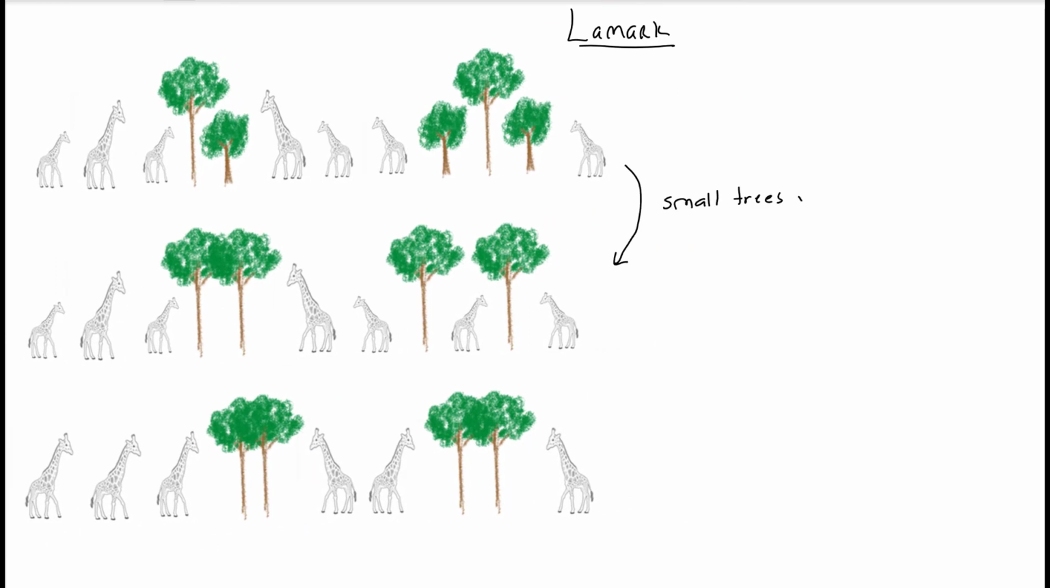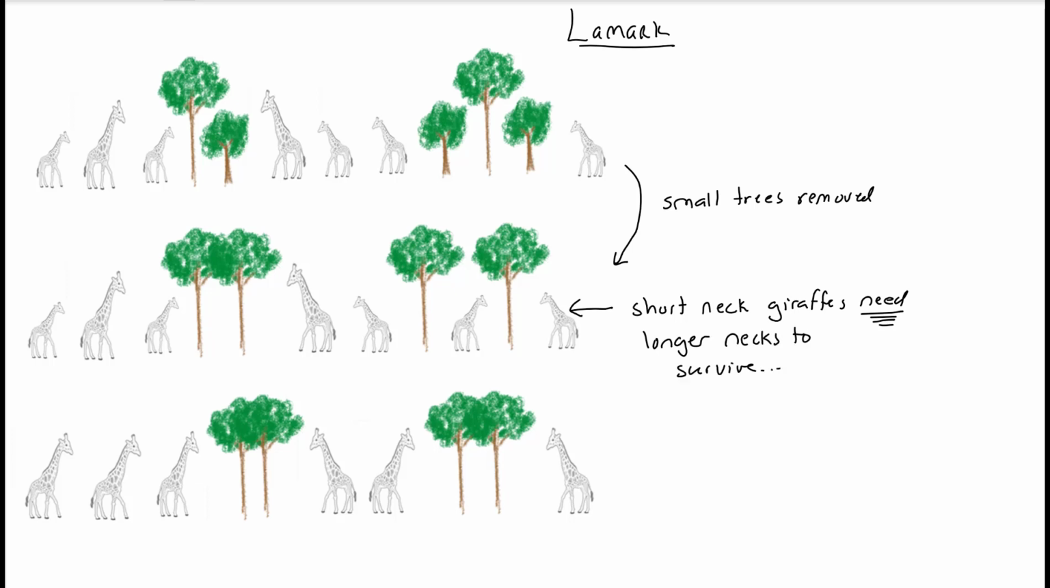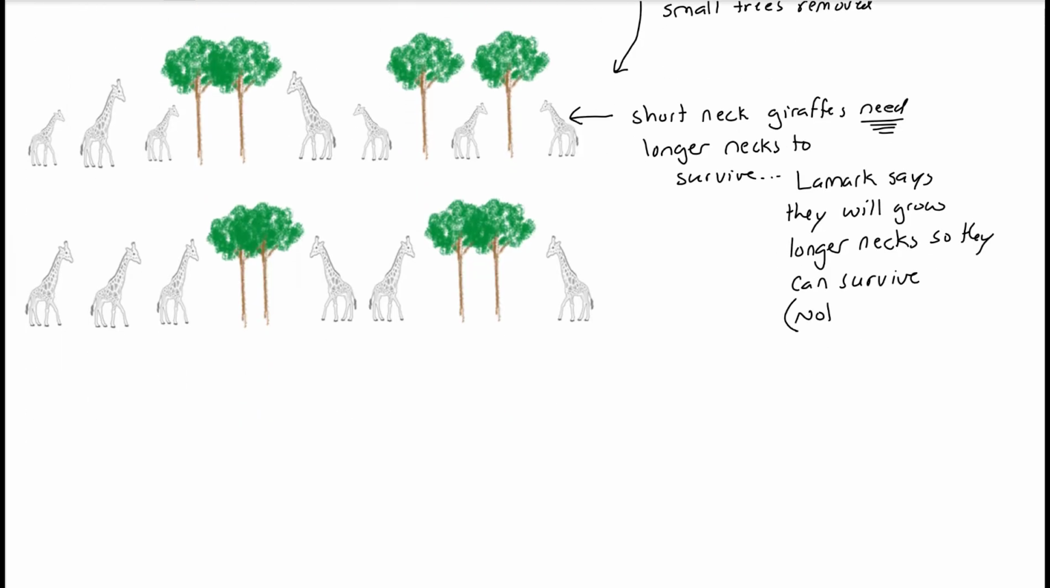Lamarck opposed or had a different view. He said if these small trees disappeared, those short-necked giraffes, they need a long neck. So they're going to just grow a long neck in their lifetime. That is insane. That's like saying if you were born with no arms and no legs back when we were nomadic, you need legs to move around and be a nomad. You would just grow legs and grow arms because you need them. That's not what happens.